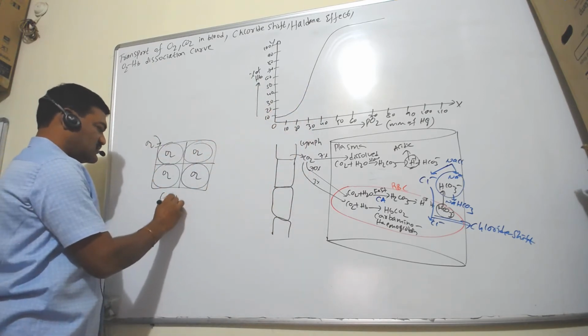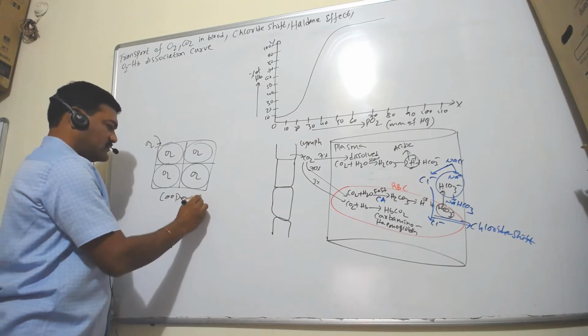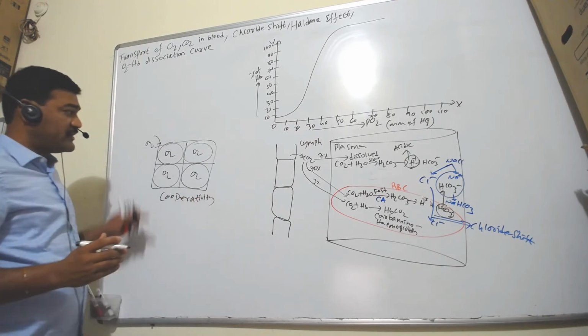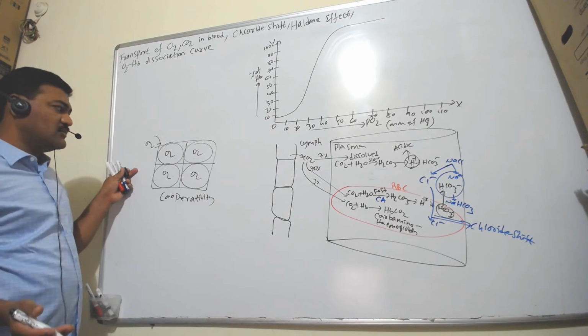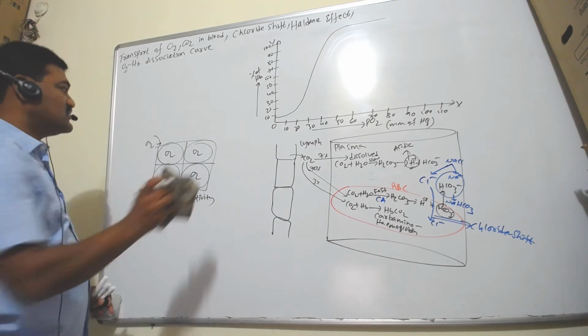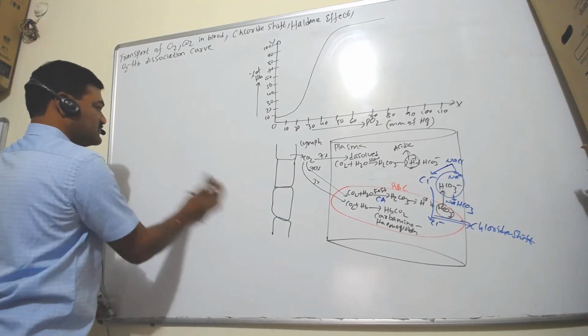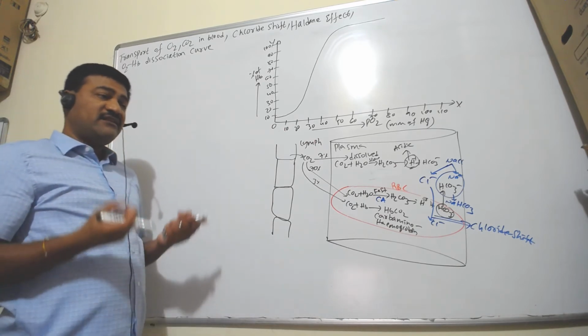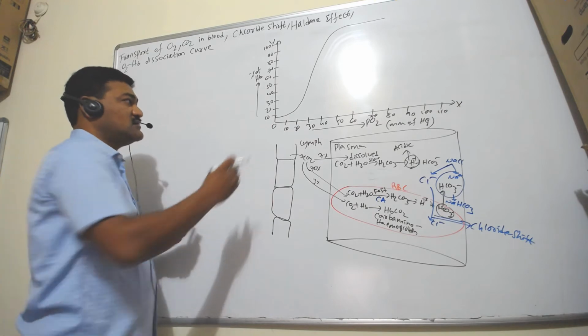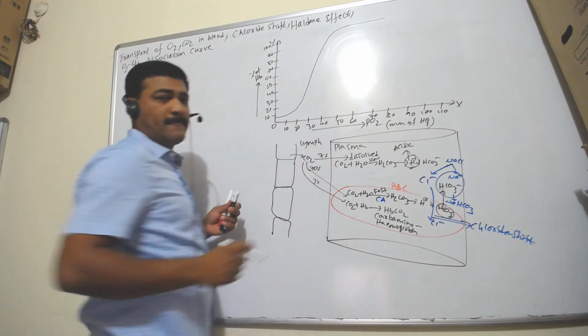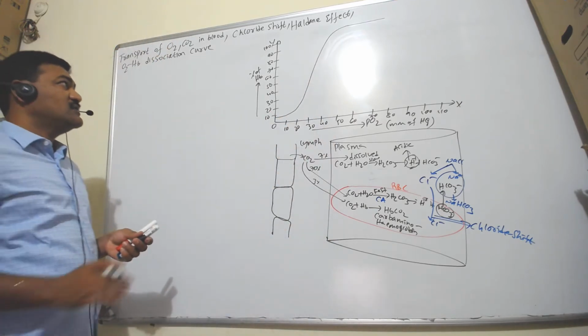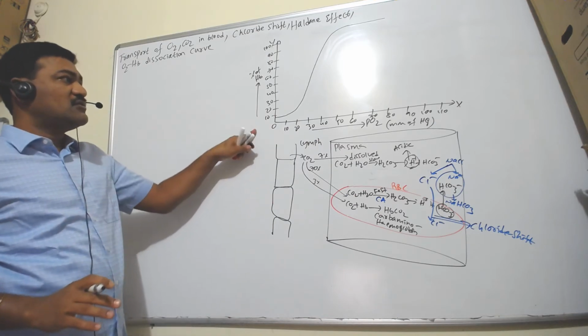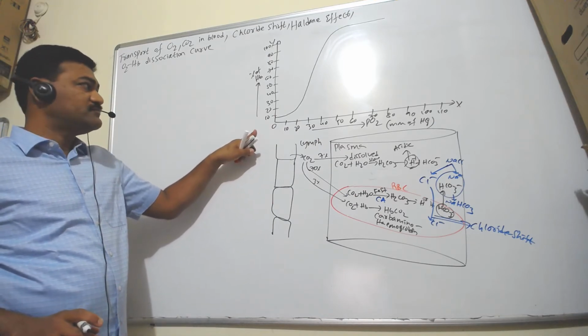This is called cooperativity, or cooperative binding of oxygen with hemoglobin. Because of this, there is a slow rise in the curve. But as more and more oxygen is combined with hemoglobin, the affinity of hemoglobin also increases, and there is a steep rise, and then it becomes stationary. So this is the oxyhemoglobin dissociation curve.